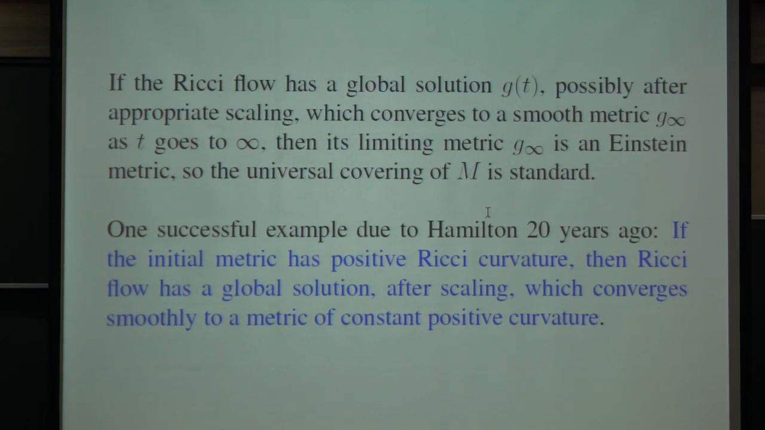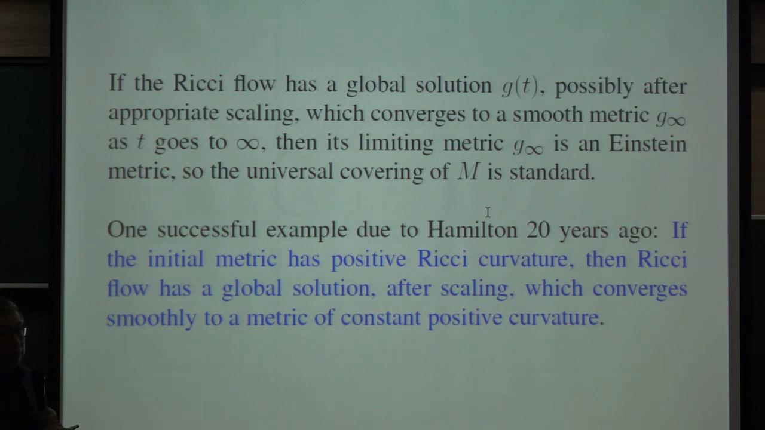If a Ricci flow has a global solution, as I already mentioned, possibly after appropriate scaling, like what we did in two dimensions, where we worked on the functions, here we work directly on the metrics. And also assume it converges to a smooth metric g infinity. Then you can prove the limiting metric is an Einstein metric, that means it solves that equation over there. And so the universal cover is standard, like on the previous pages.